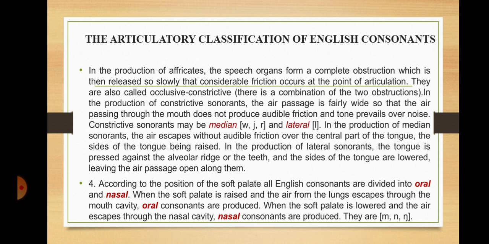And the fourth criterion. According to the position of the soft palate, all English consonants are divided into oral and nasal. When the soft palate is raised and the air from the lungs escapes through the mouth cavity, oral consonants are produced. When the soft palate is lowered and the air escapes through the nasal cavity, nasal consonants are produced. They are m, n, ng.